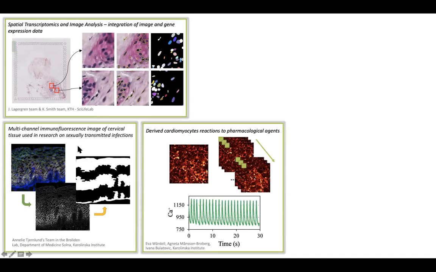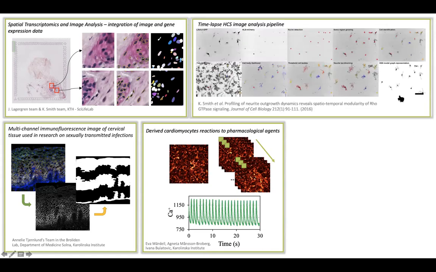We can also talk about time series. In this project, this is a time series of beating cardiomyocytes. And the goal here was to study the reactions of these cells to different pharmacological agents. And how did we do that? Here what we can see is the calcium waves. First we segmented the cells and then we analyzed the calcium waves using frequency analysis.